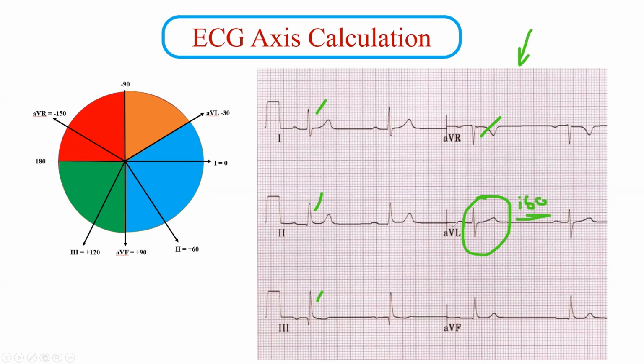What is perpendicular to AVL? It is lead 2. So AVL always with lead 2. AVR always with lead 3. AVF always with lead 1. Okay, this is important. Okay, so we look at lead 2.